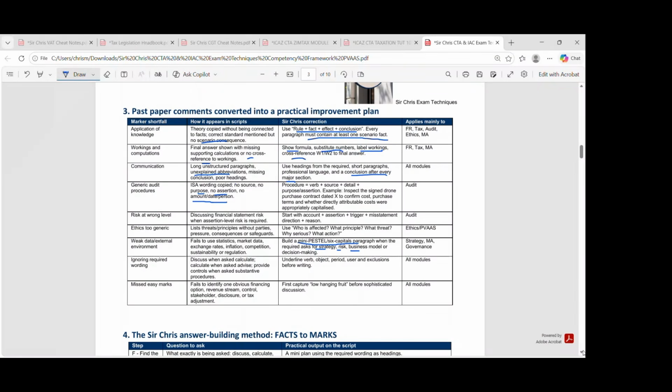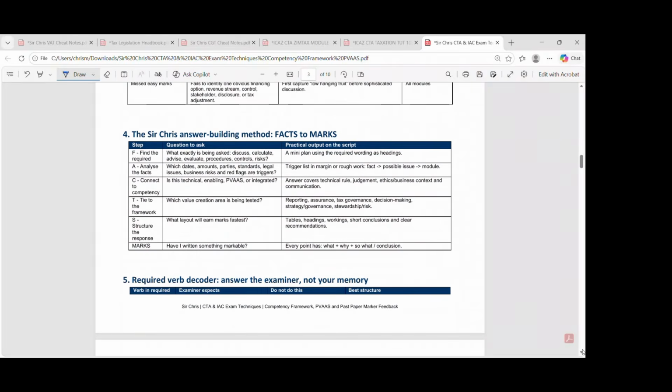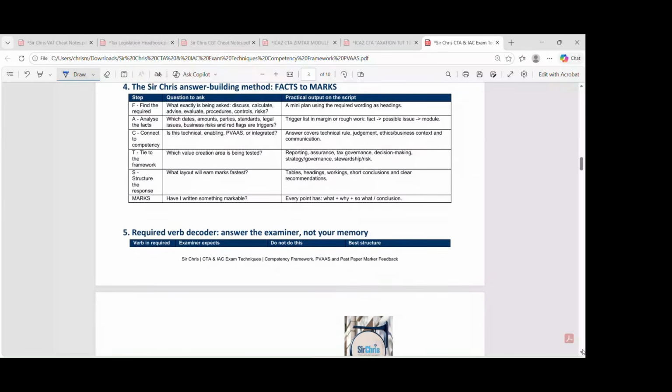Then I took it further here, team. Answer building methods. So find the required: what exactly is being asked? Discuss, calculate, advise, evaluate, procedures, controls, risk. So your practical output, please, is a mini plan using the required wording as the headings.